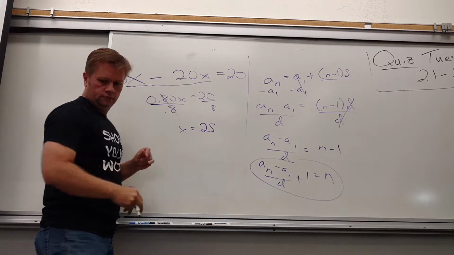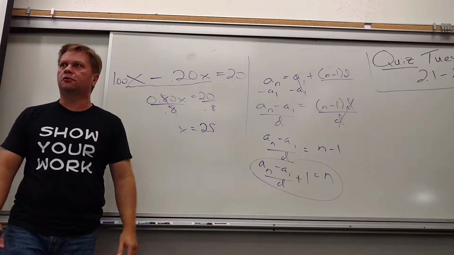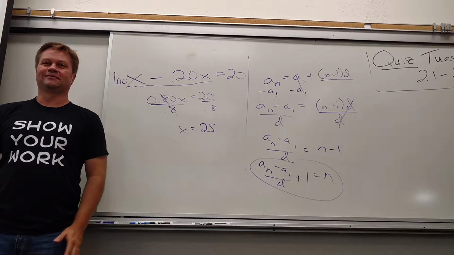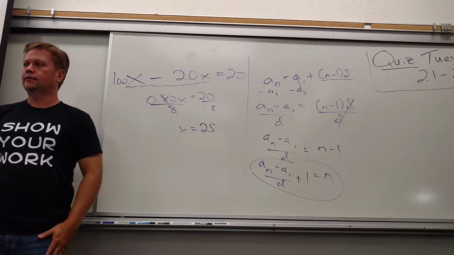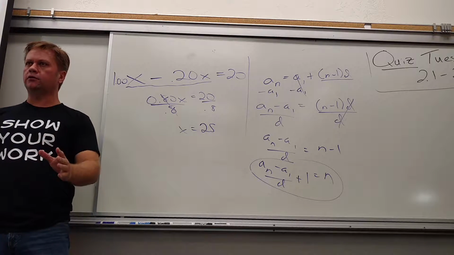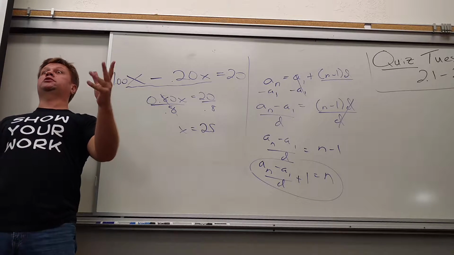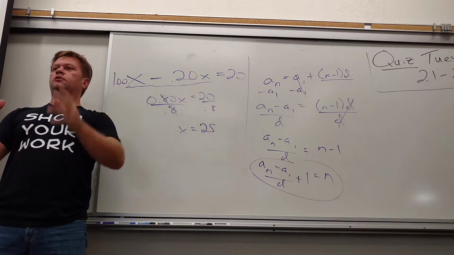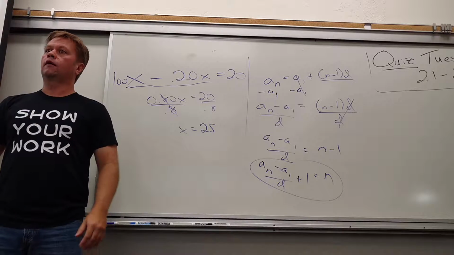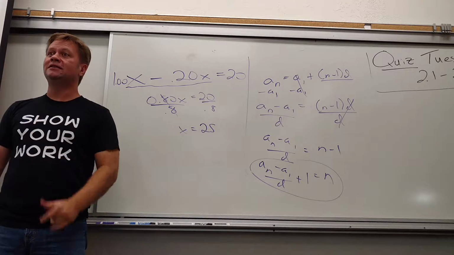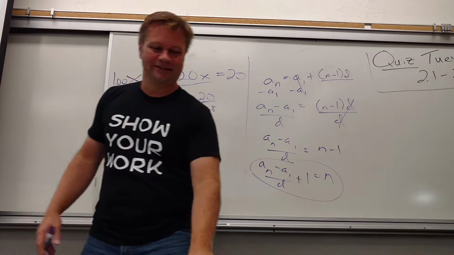$25 what? Did it say? No, it just said a number, so don't worry about units on that one. It does sound weird: the number decreased by 20% of itself. You're like, what the hell? I did it right the first time, but then I erased it because I thought it was too easy. Yeah. It's number 3.